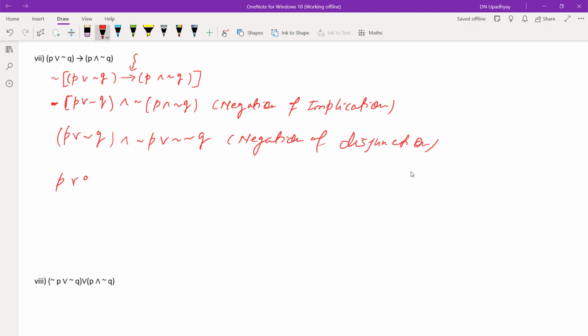And the last one, negation of negation. So P or negation Q and negation P or Q. So this is negation of negation, right? Negation of negation.